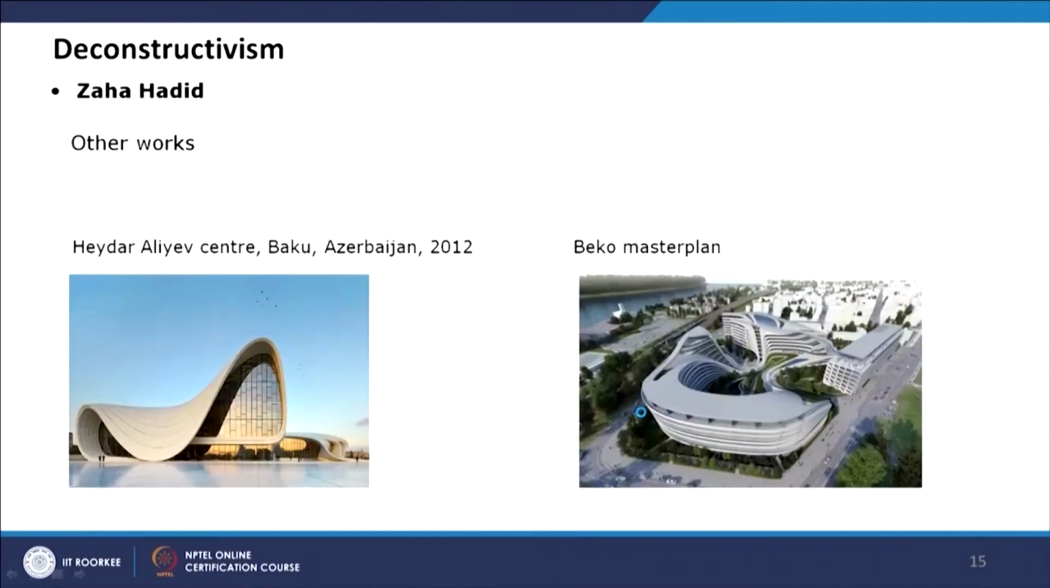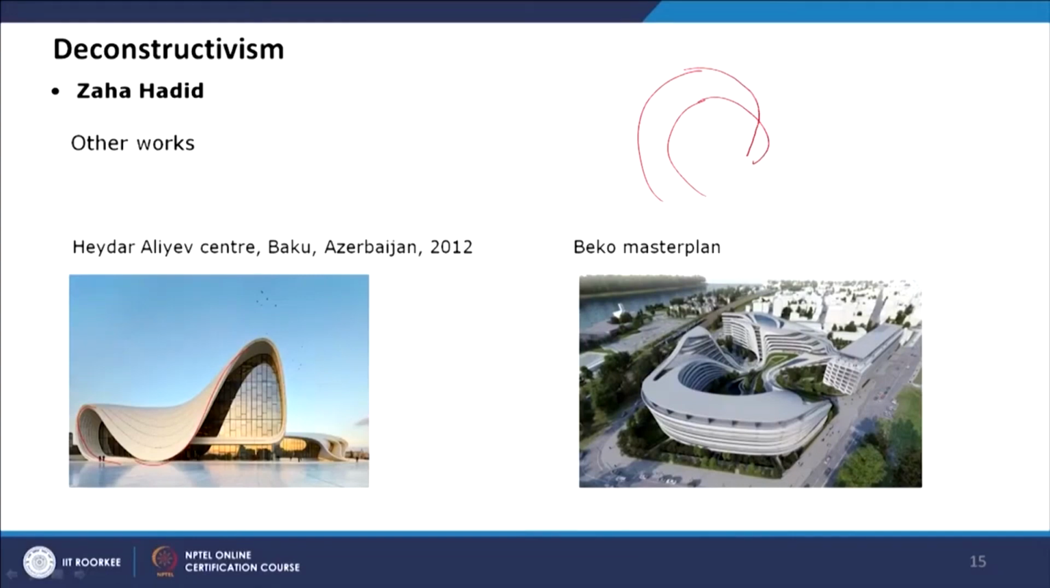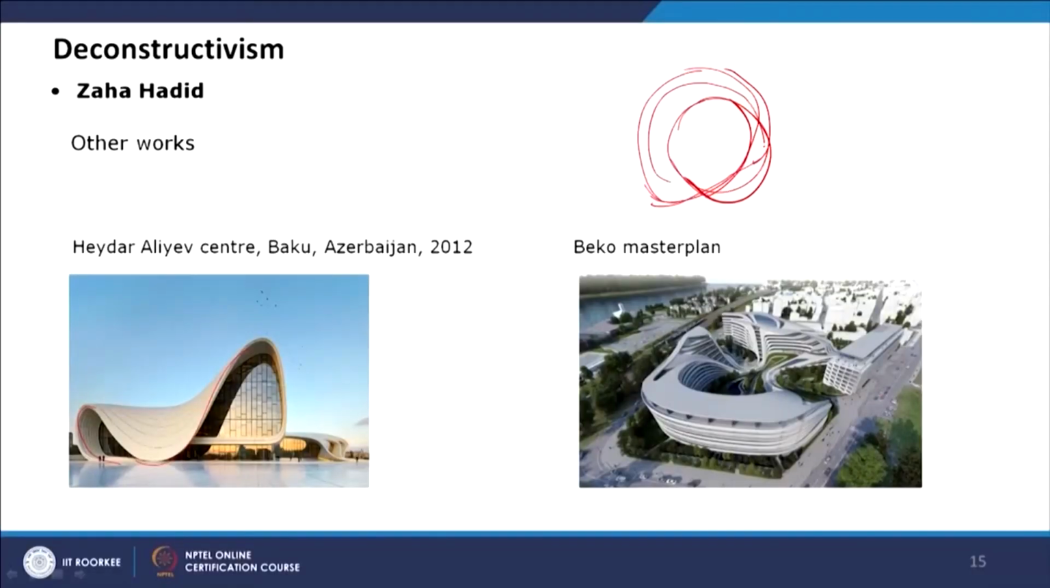Now, other designs of Zaha Hadid are like this center in Baku. You can see this line which is like a Mobius strip. A Mobius strip is a continuous strip which changes its direction, like it can be in this direction and then turns and merges with the other side. You can see Mobius strips, different examples on Google. So it's not a strip which is like this, it turns and then changes the direction.